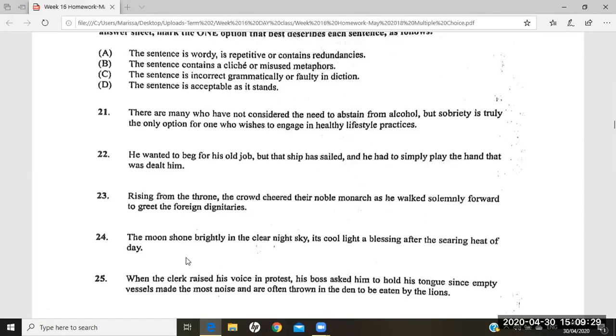24 says, the moon shone brightly in the clear night sky. Its cool light a blessing after the searing heat of day. So what's your answer for this one, Nia?